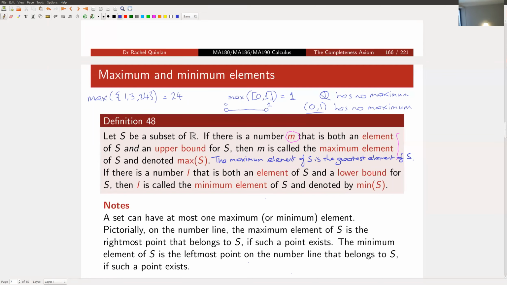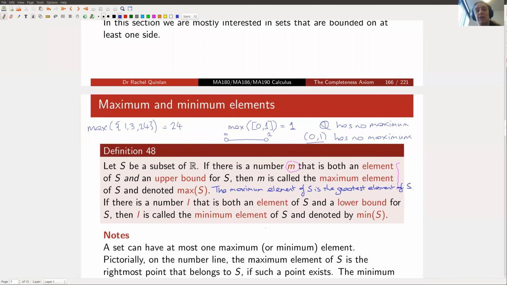Okay. And similarly, if you look at the left-hand end of S instead of the right-hand end of S, so if there's a number that's both an element of S and a lower bound for S, then it's the minimum element, the least element, and it's denoted by min S. You can look at this from either side. We'll concentrate on the maximum side for our examples.